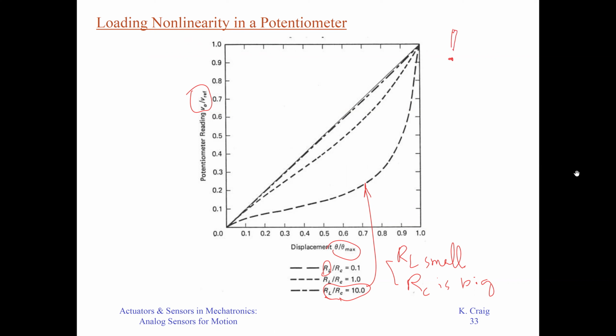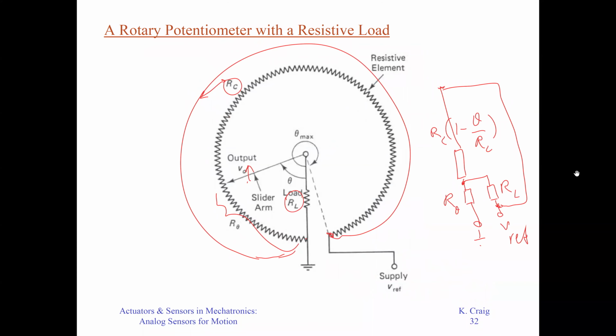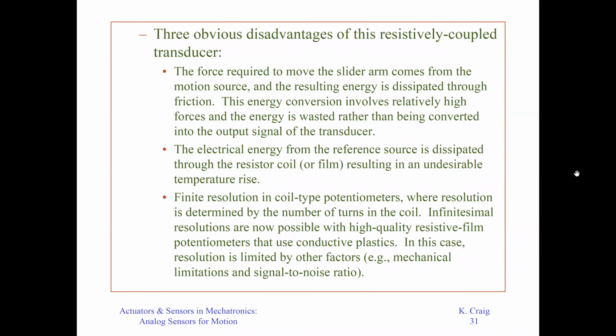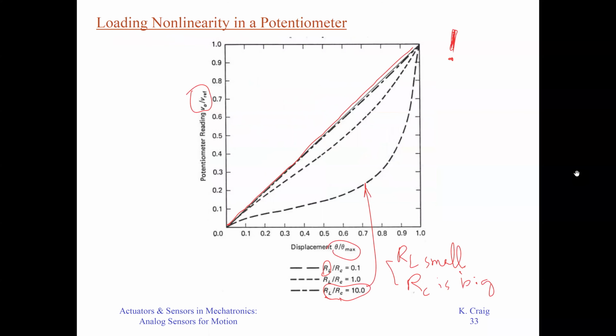The reason is a lot of people assume this is using a potentiometer, this is a linear. No, that's not true. So the error could be percentage-wise, and the loading nonlinearity error in E is defined in this equation. For loading nonlinearity error percentage, that percentage could be as high as 70%. Okay, 70%. That's very bad, right? This is only saying that when you are in the middle here, okay?